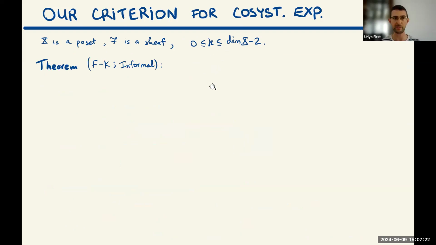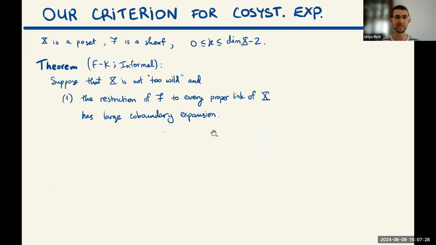So what does our criterion say? So again, X is a poset, F is a sheaf, and k is some number between 0 and the dimension of X minus 2. So I need two more layers above the k-th layer in X. Theorem, an informal version. Suppose that X is not too wild, and one, the restriction of F to every proper link of X has large coboundary expansion.